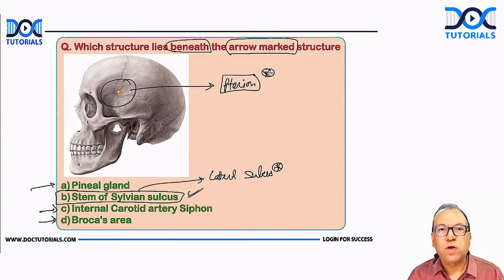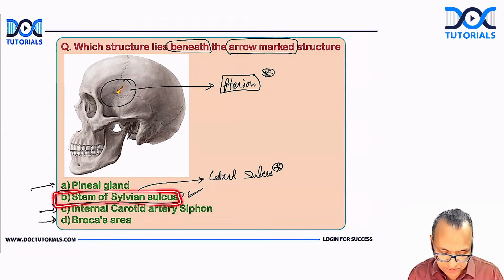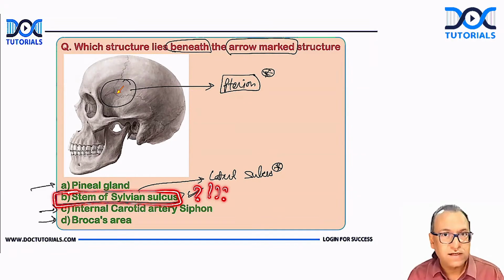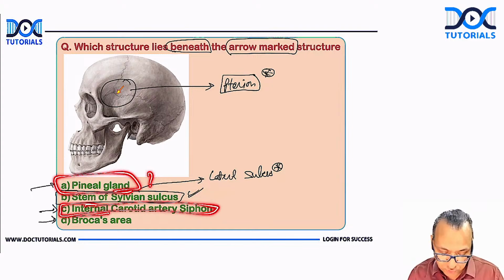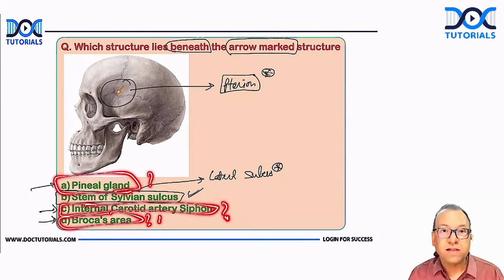When you practice MCQs, what should you do? First of all, find out what the answer is. Then find out why that is the answer. Then find out why the others are not the answer. And then find out when they will become the answer. That is how you deal with one MCQ.